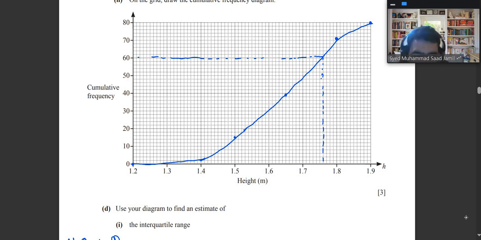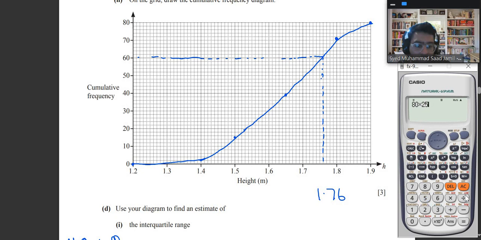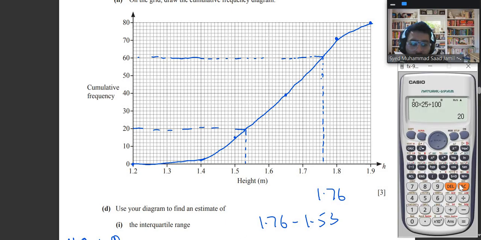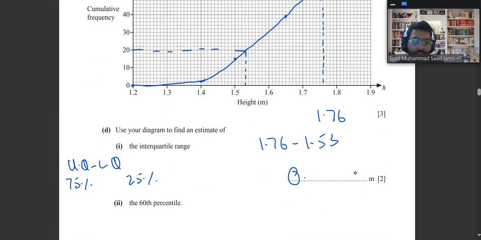So it's roughly 1.76, and the lower quartile is 25% of 80. So 80 multiplied by 25 divided by 100 is 20. That gives 1.53. So 1.76 minus 1.53. So it's 0.23. So the interquartile range is 0.23. Okay.